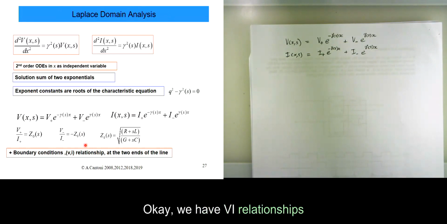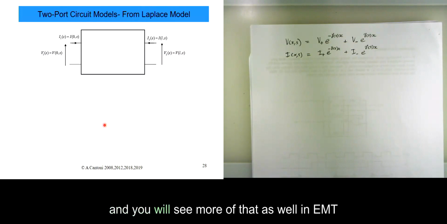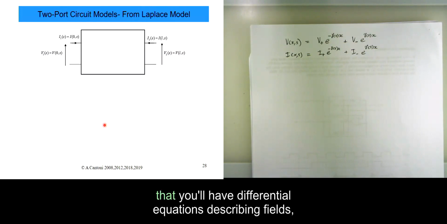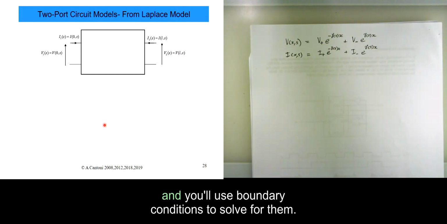We have VI relationships at the end of the line as well. That will eventually give us, and you'll see more of that in EMT, differential equations describing fields, and you use boundary conditions to solve for them.